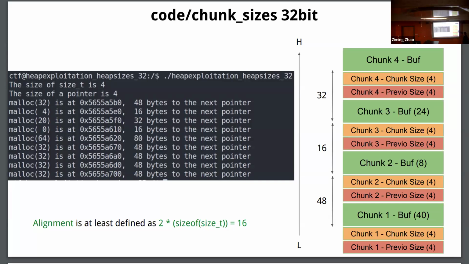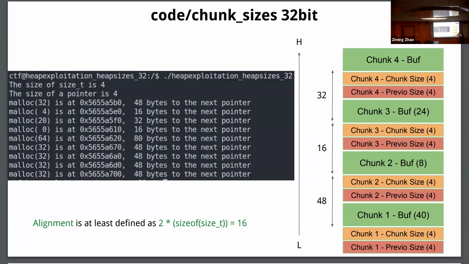The second one, we only ask for 4 bytes. And the metadata is already 8 bytes. The alignment is 16 bytes, so the whole thing is 16 bytes. The buffer is 8 bytes.